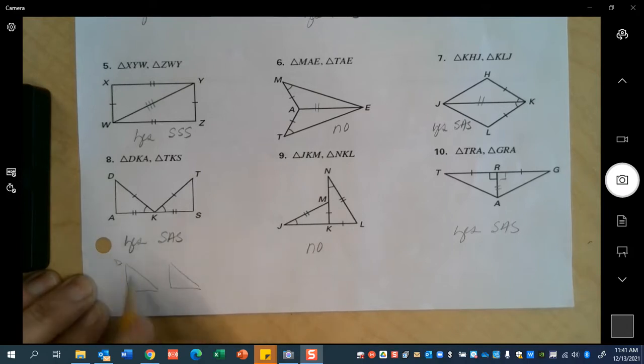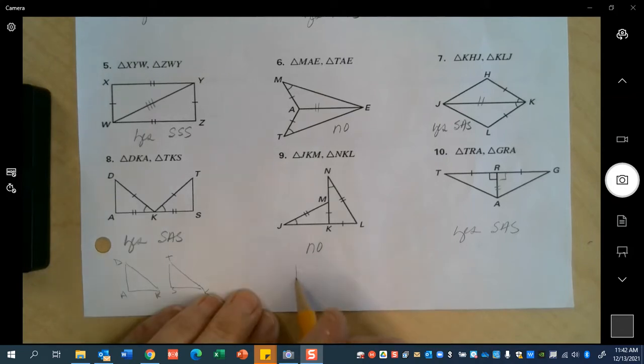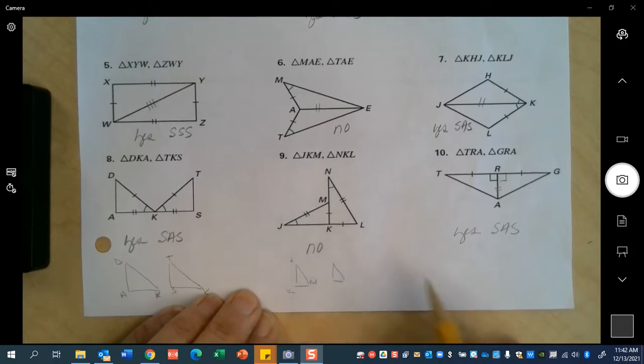So if I have triangle DAK, and I can call this TSK, if I have them in the same orientation, it makes it easier for me to match up corresponding parts. Same with this one. If I spin this one around, I can have JMK, and I can compare that to NKL, and then that makes it easier for me to see what is congruent.